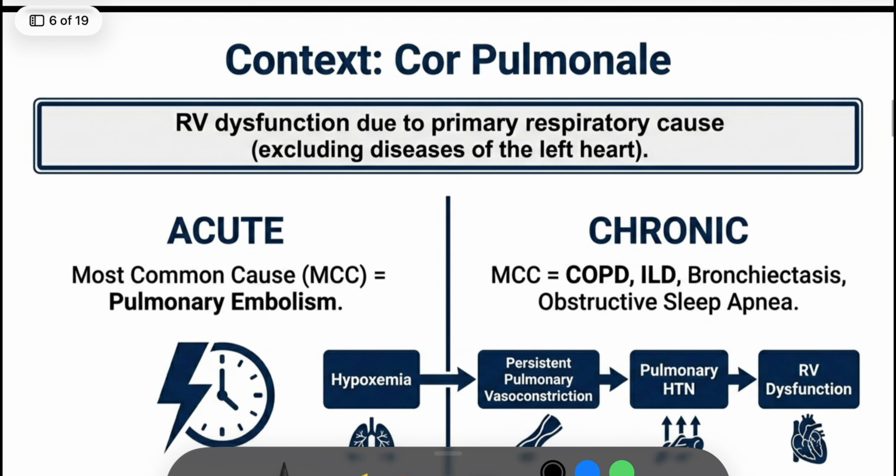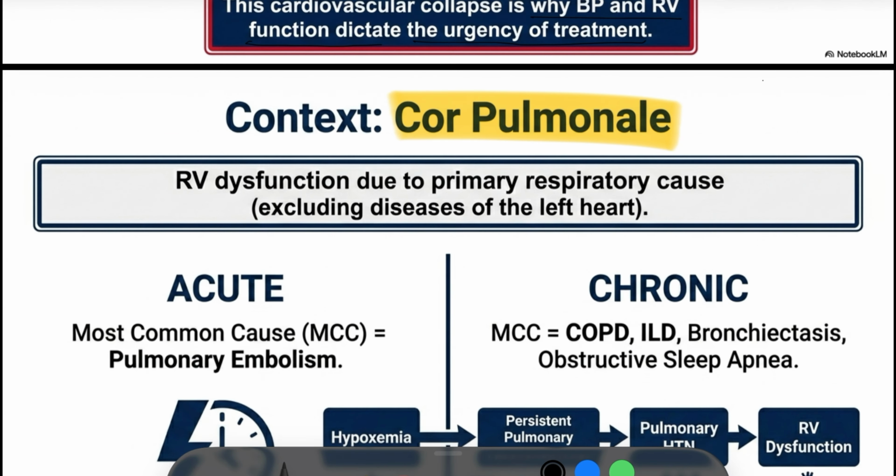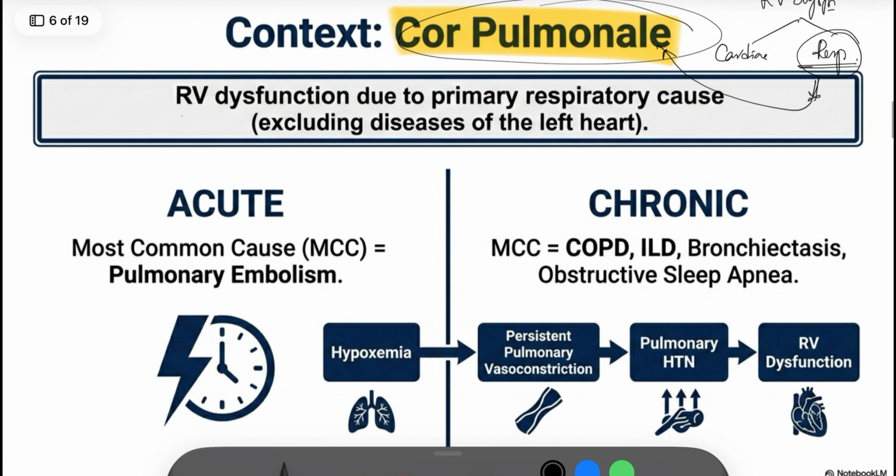Then coming to a basic terminology, cor pulmonale. You have to remember, when there is right ventricular dysfunction, it may be purely from cardiac or purely from respiratory causes. When it is related completely to the respiratory system, we call it cor pulmonale. I guess it's simple. So let's read the definition: right ventricular dysfunction due to primary respiratory causes, excluding disease of the left heart. Okay.